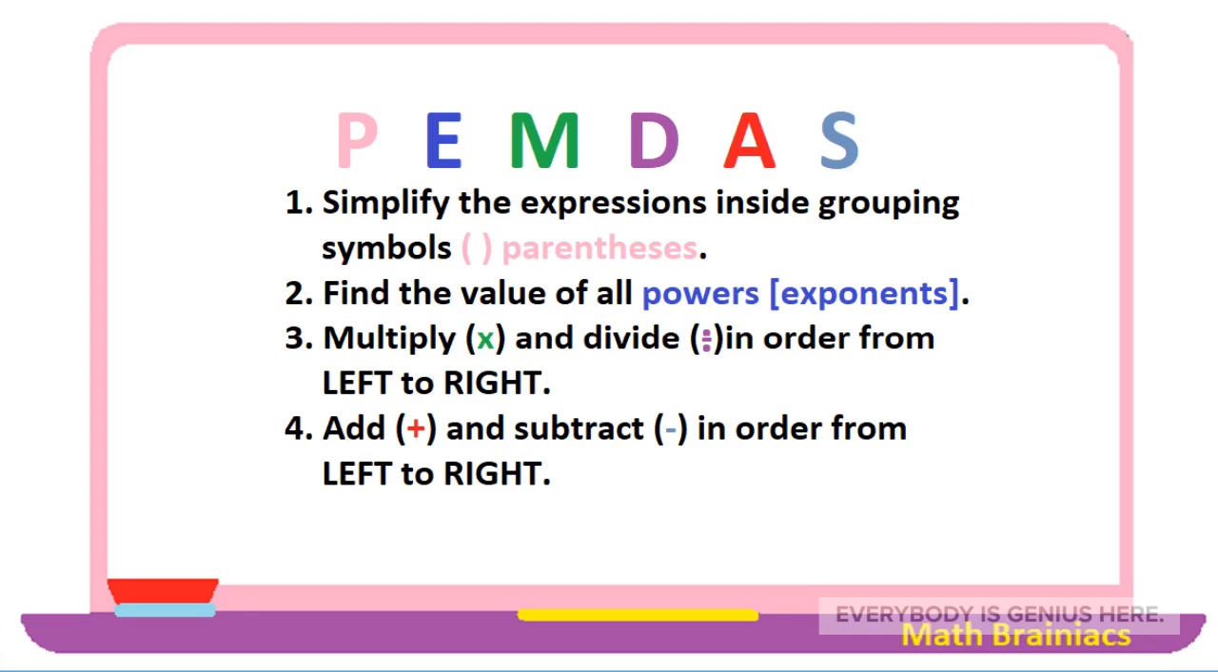To sum it up, I want you to remember these 4 rules. Simplify the expressions inside grouping symbols. Then, find the value of all the powers. Afterwards, multiply and divide in order from left to right. Then, the last one, add and subtract in order from left to right.